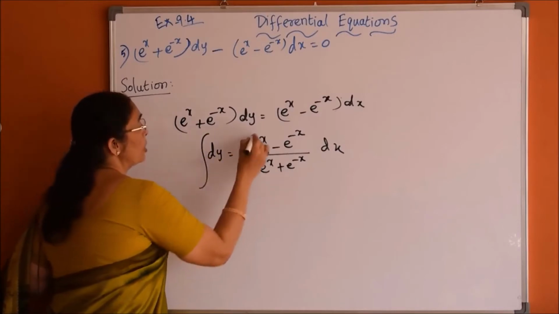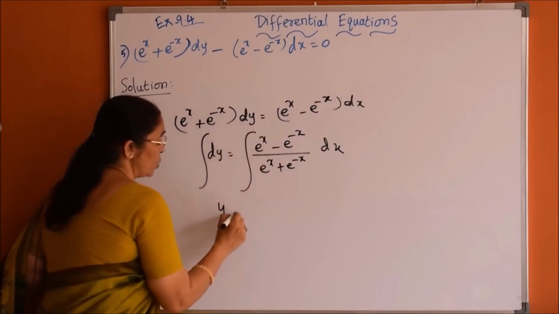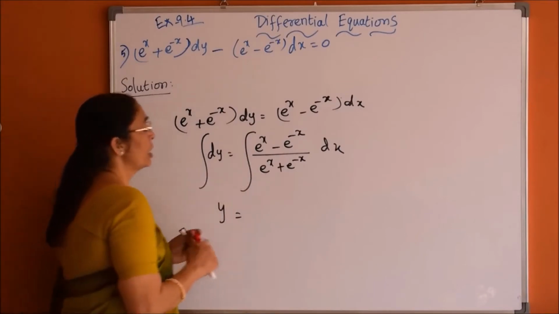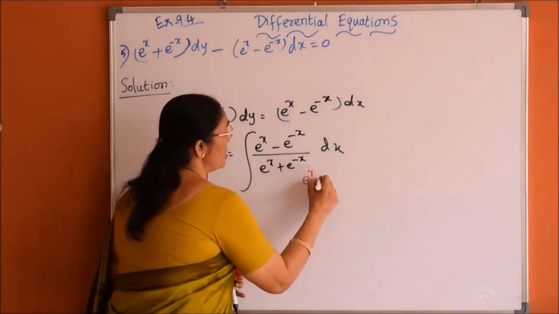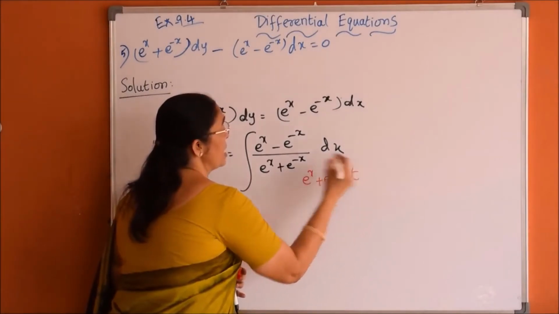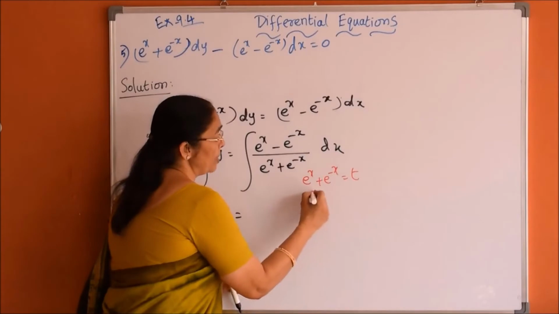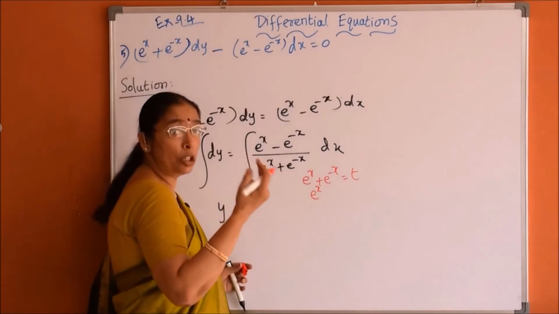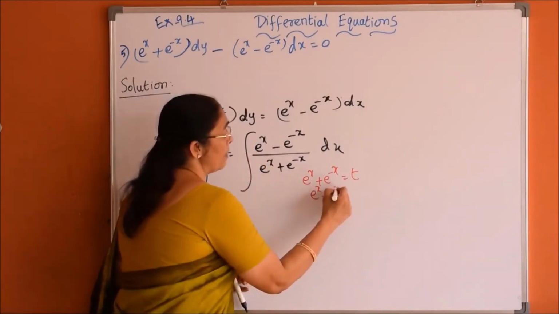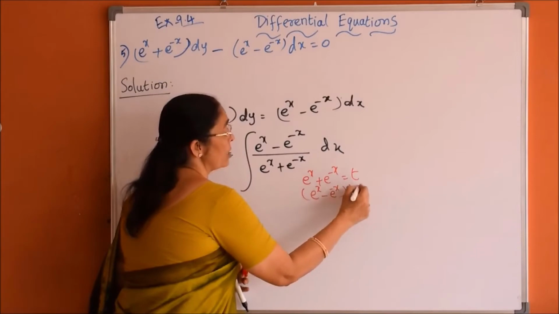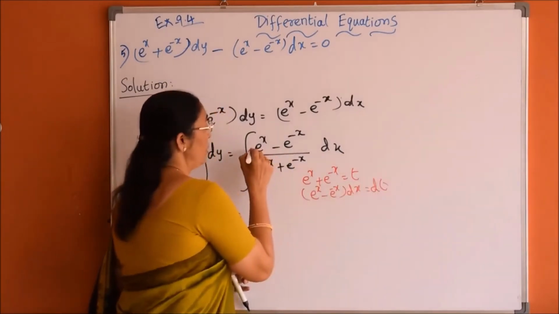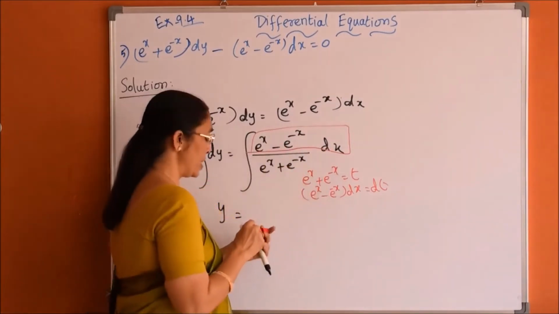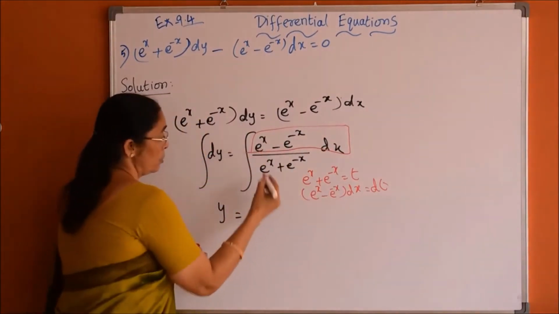So integrating both the sides, integration of dy is y. Now let us do this integration by the method of substitution. Let e power x plus e power minus x be t. Then what will we get? E power x differentiation is e power x. E power minus x differentiation is e power minus x into minus 1. So minus e power minus x dx is equal to dt. The complete numerator is dt.